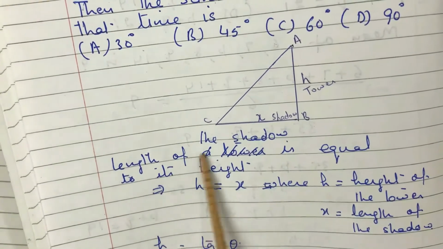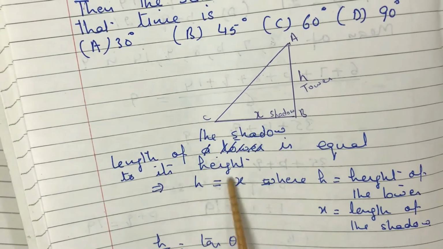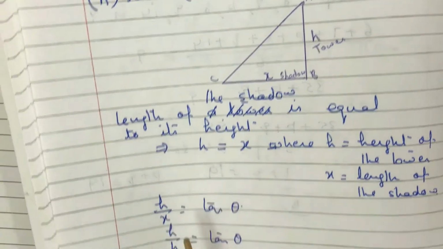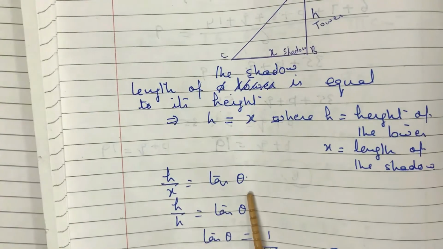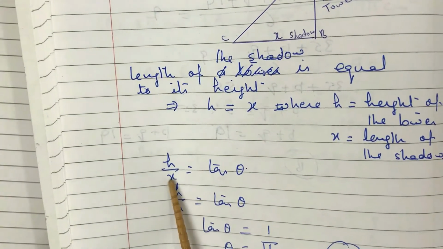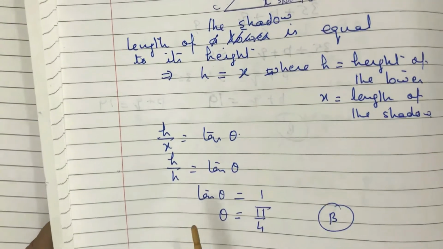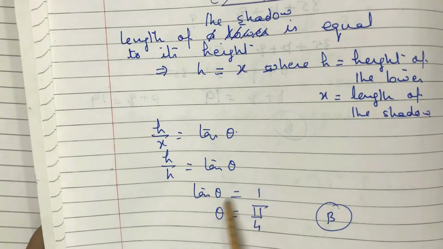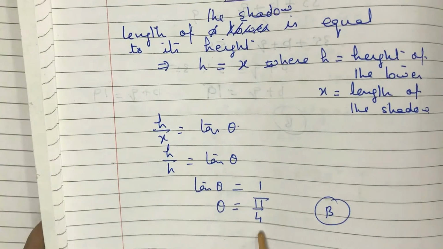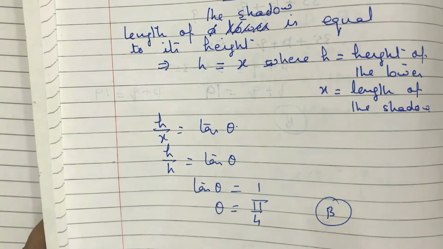So length of the shadow is equal to its height. So h is equal to x and h by x is equal to tan theta. H by h, because x is equal to h, I can write it here as h. So is equal to tan theta. Tan theta is 1 when theta is pi by 4. So B is the option.